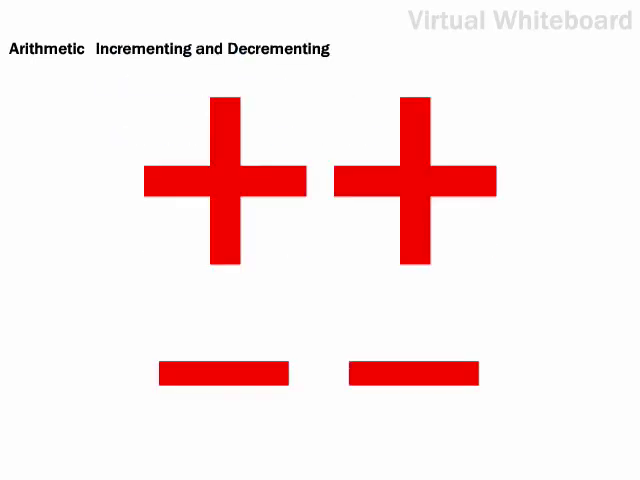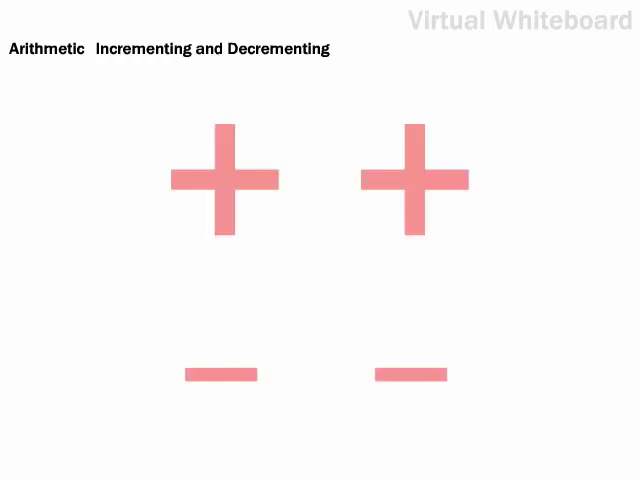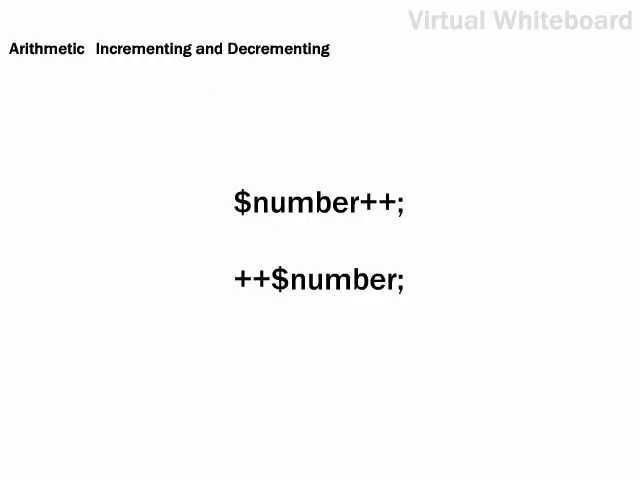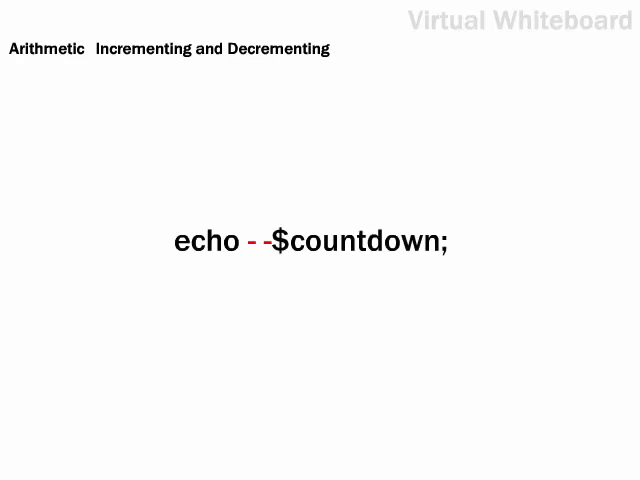Incrementing and decrementing. In PHP, you can increase or decrease a number by using a double plus or double minus sign. Both of these statements add 1 to a number. The operator can be placed on either side of the variable, and its position determines at what point the increment takes place. Here the statement subtracts 1 from countdown variable before displaying the result. And here the statement displays the current value of countdown variable before decrementing it.